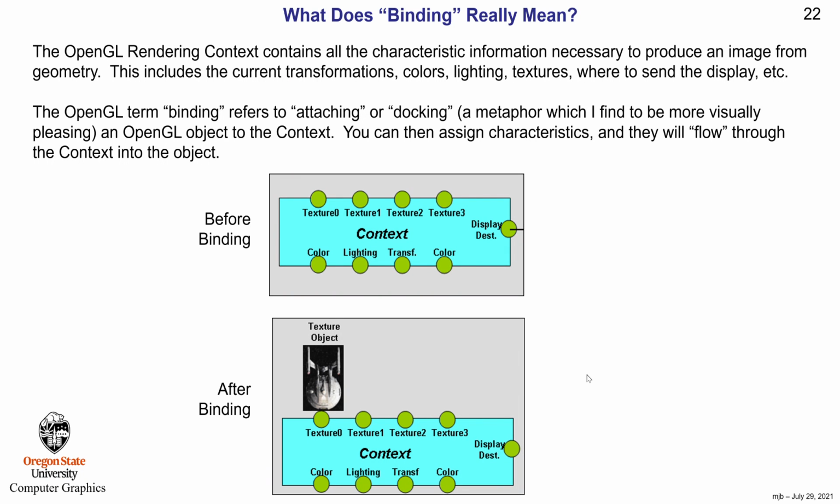OpenGL has a context or a state, and the state is all the current stuff. Current color, current transformation, current lighting information, and there's also current texture. So when you say bind, essentially, we're taking the information in GPU memory about that texture and making it part of the state. So now anytime OpenGL uses a texture, it's going to be using this one. And if you bind a different texture, well, it's like a different spaceship docks to the context or the state.